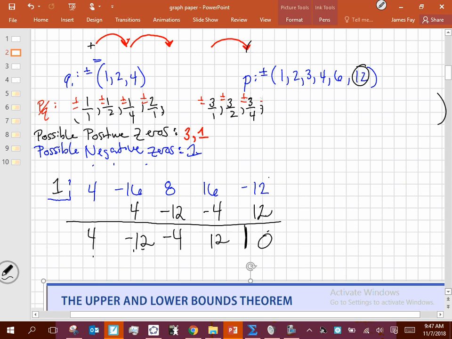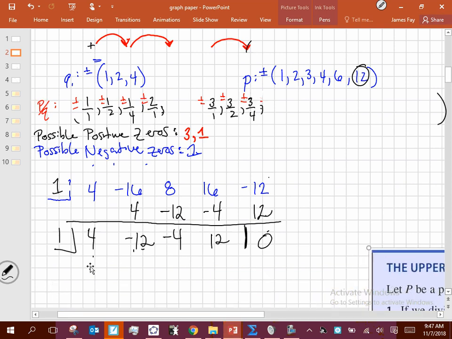Now, here's the thing. I don't know, and you don't know either, whether that 1 is going to be a double root. So what do we got to do? Do it again. And you got to do it again with that new line, that new quotient. So bring my 4 down. So it gives me then what, negative 8 there. Negative 8 gives me negative 12. Negative 12. Gives me a 0, right?